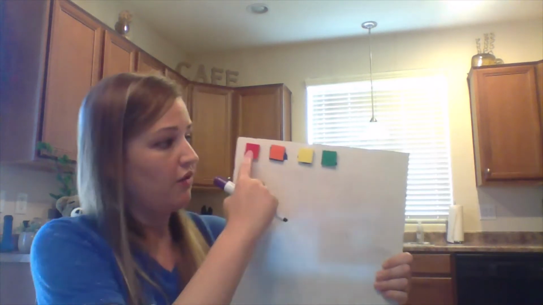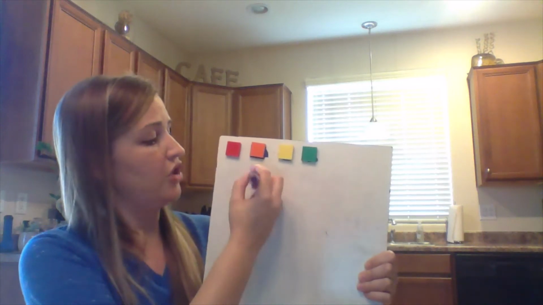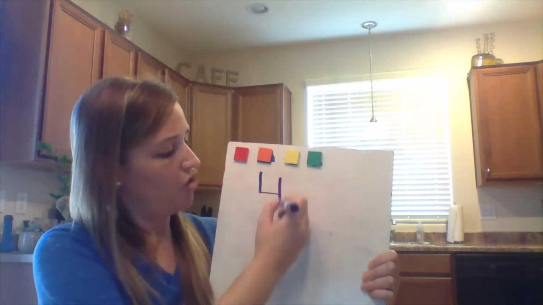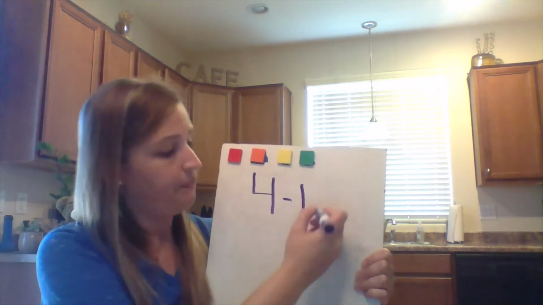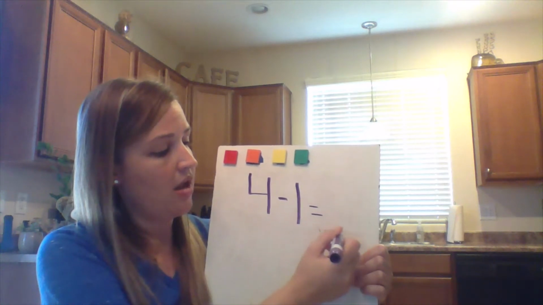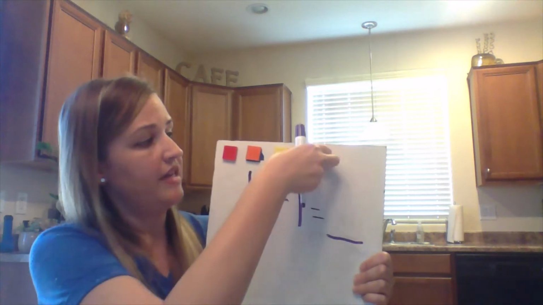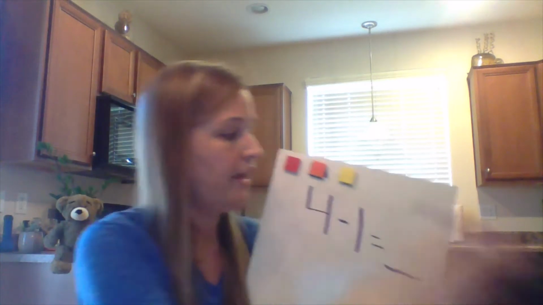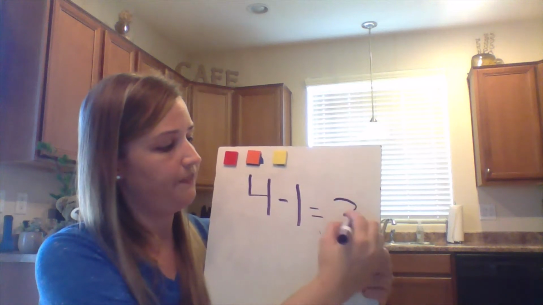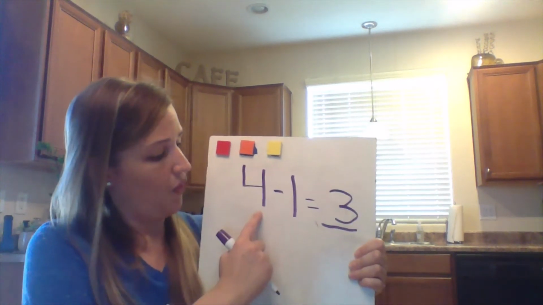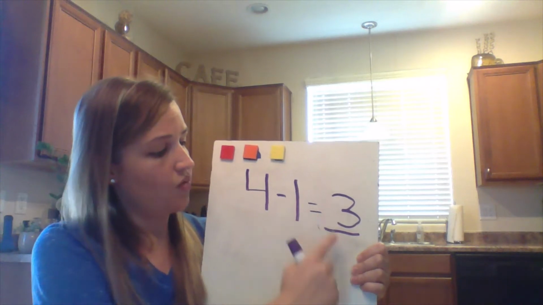Let's try another one. Let me erase. All right, now I'm going to start with 4 squares. I'm going to draw my minus sign because I'm about to take away 1. Now I want to know how many are left. Well, if I take away 1 from the 4, how many are left? 1, 2, 3. Yep, there are 3 left. So reading it, it says 4 minus 1 equals 3. Let's do one more.